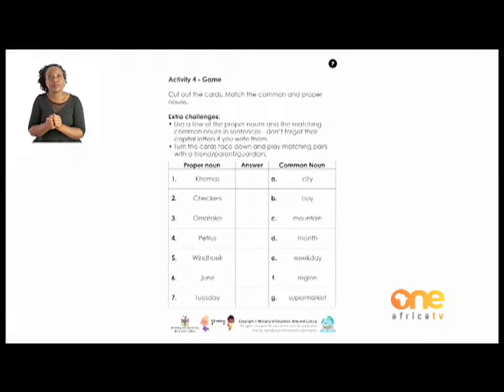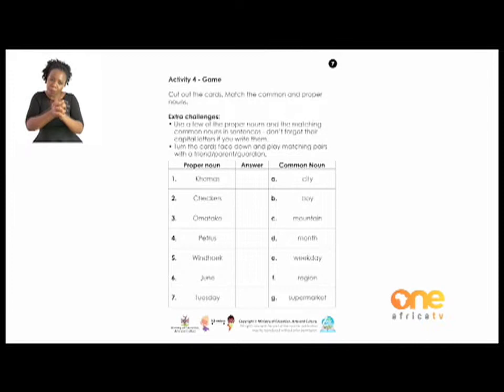Right. Now, we have 3 columns there. The first column is for proper nouns, which should begin with a capital letter. And the second column has got the answer. And the last column is the common noun. For example, we have number 1. Commerce. The word which corresponds with commerce is region. So we say commerce region. All right. Commerce region.